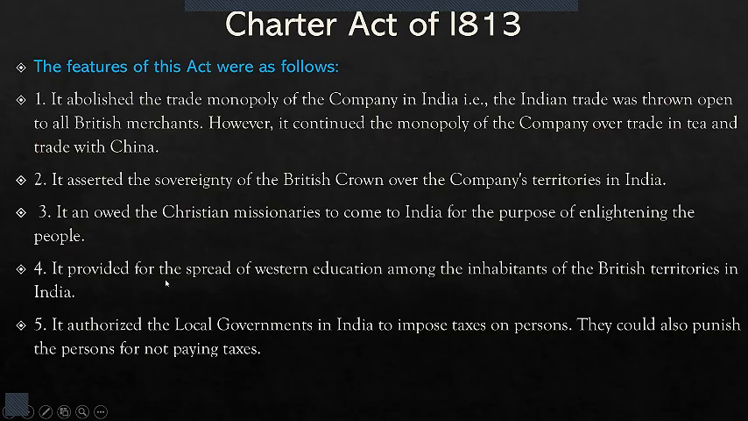Then it provided for the spread of Western education among the inhabitants of the British territories in India. So this is how Western education was started in India, and the people started learning English among the inhabitants. Obviously, the rural people and the local people started schooling in Western education.